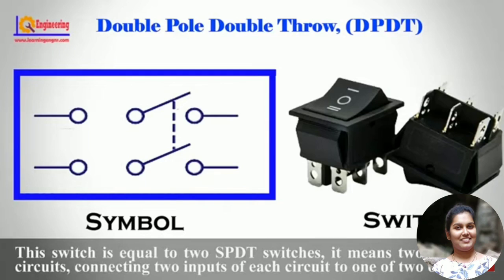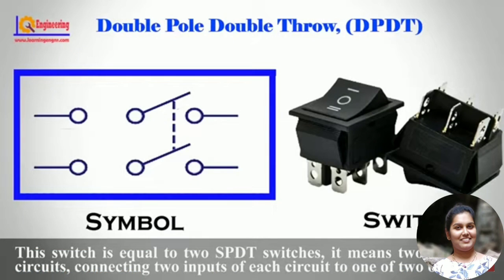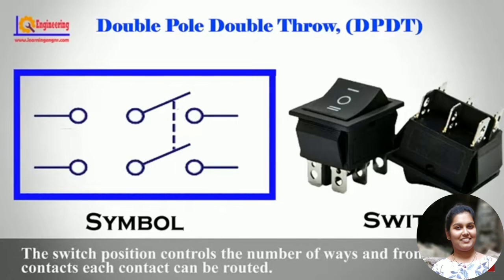DPDT, double pole double throw. This switch is equal to 2 SPDT switches. It means 2 separate circuits, connecting 2 inputs of each circuit to one of 2 outputs. The switch position controls the number of ways, and from the 2 contacts, each contact can be routed.